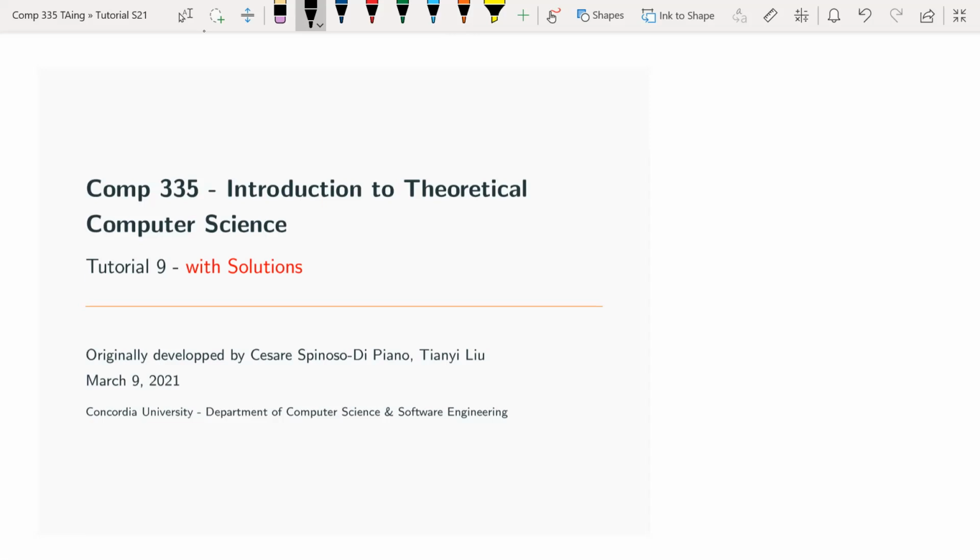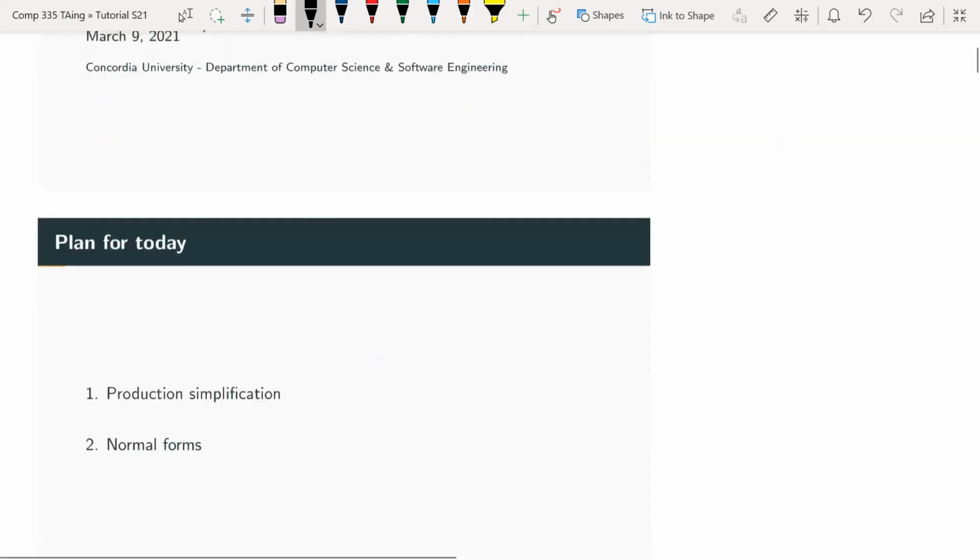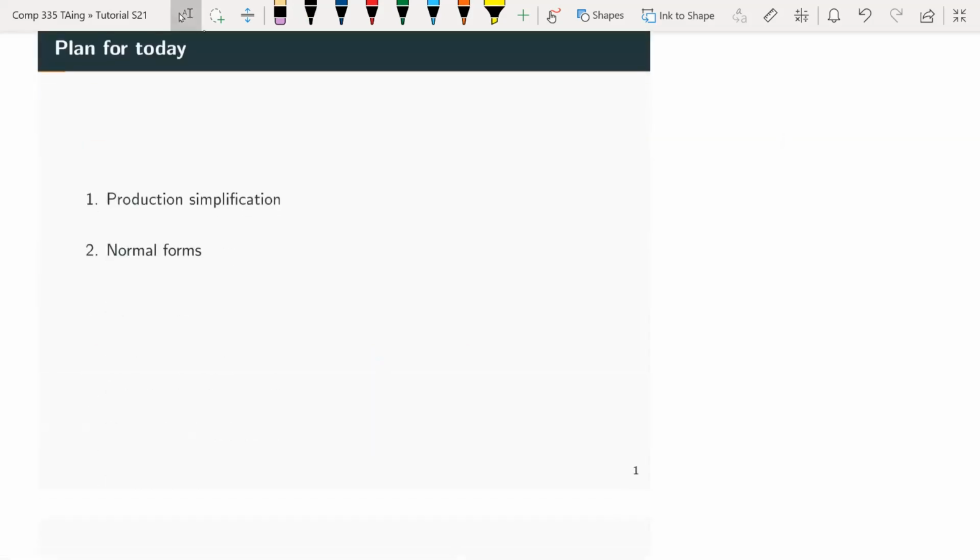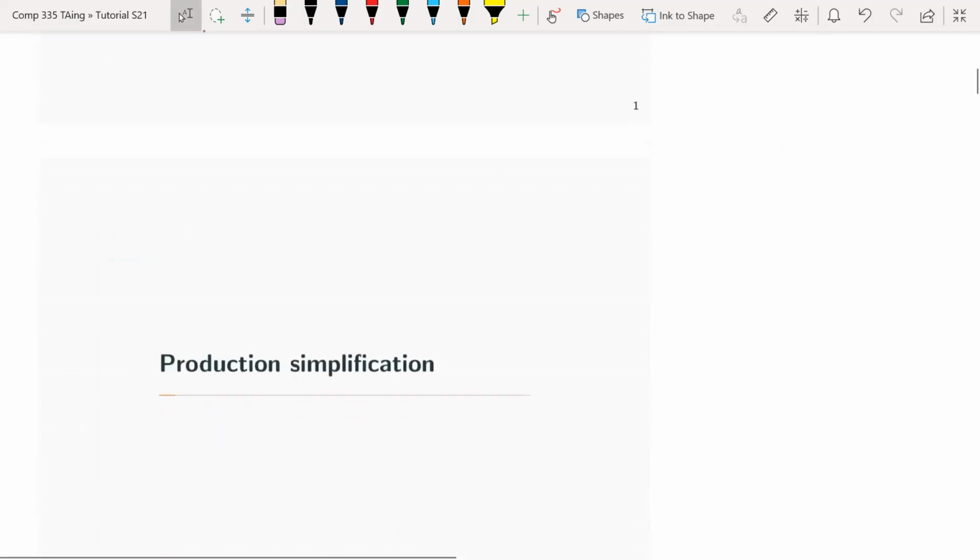All right, so the content of today's tutorial is going to be quite straightforward. We're going to look at production simplifications, so looking at lambda productions, unit productions, and useless productions. And then we're going to look at the normal forms, Chomsky and Greibach normal forms. All right, so let's get right into it.